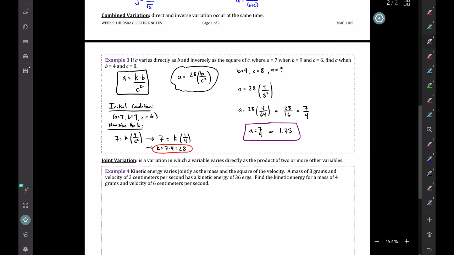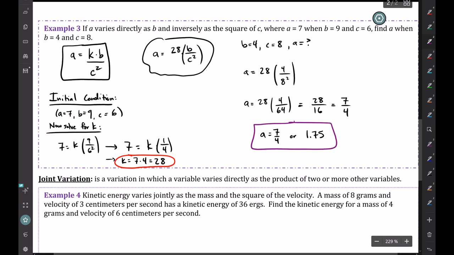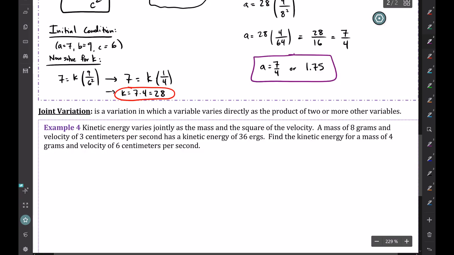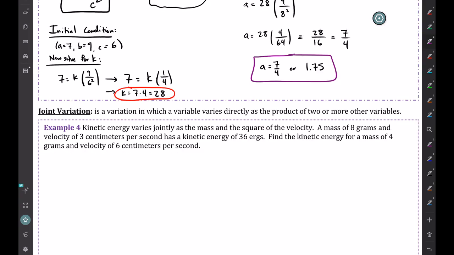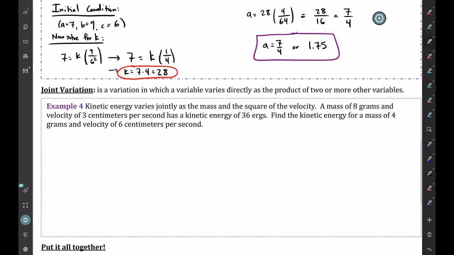And next I want to look at joint variation. So joint variation is a variation in which the variables vary directly as the product of 2 or more of the other variables. So it's like combined variation, except we're only doing direct. So it's going to be like some constant times some product of other variables.